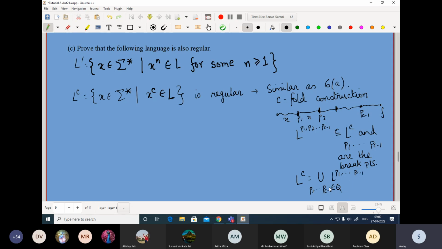And this will also be regular because Q is a finite set and C is a constant, so this will be a finite union. You're taking the union over a finite number of regular sets, so this will also be regular. But the problem here is, L to the C is regular, but n is a variable, n need not be constant.